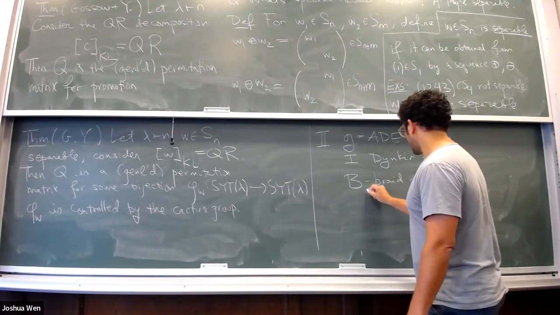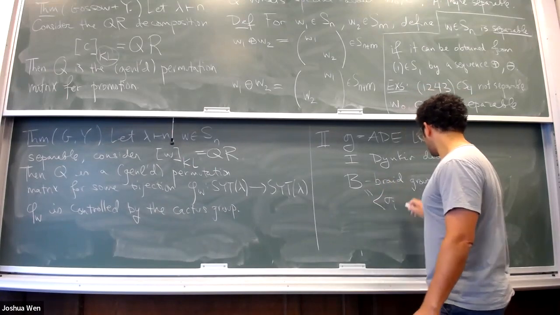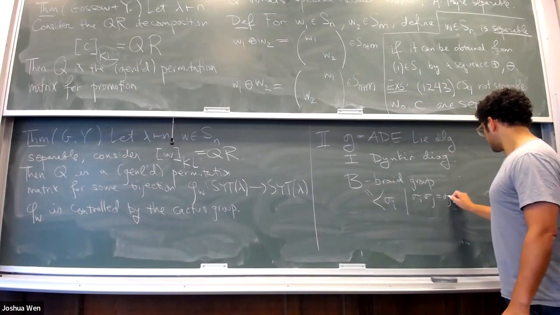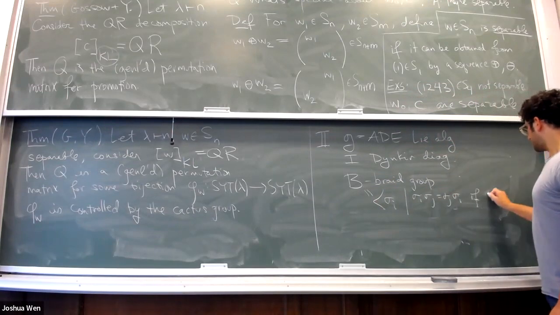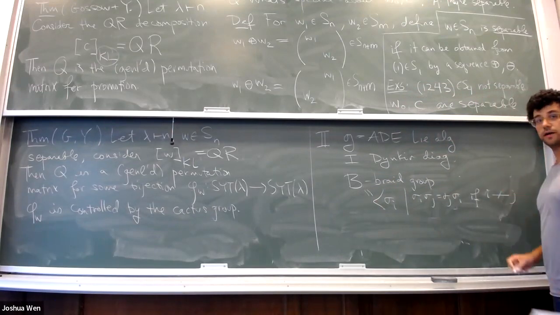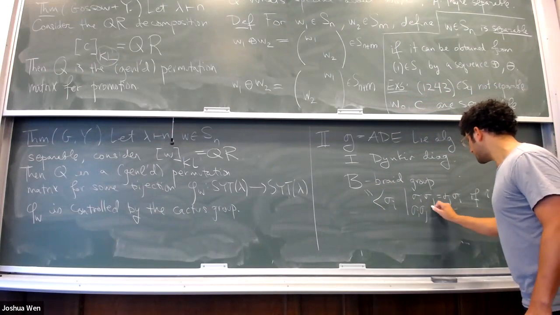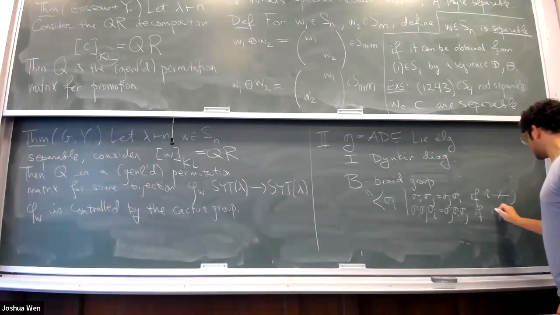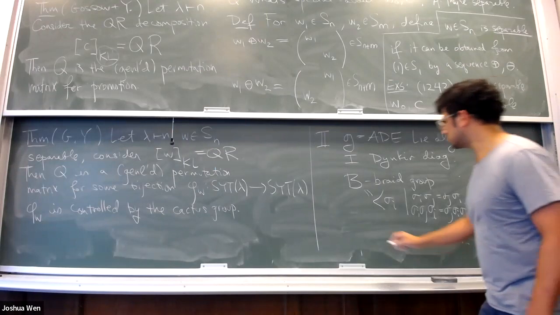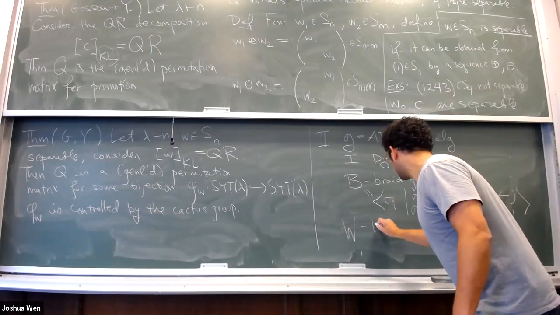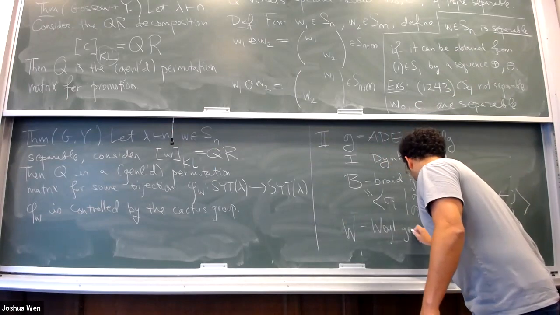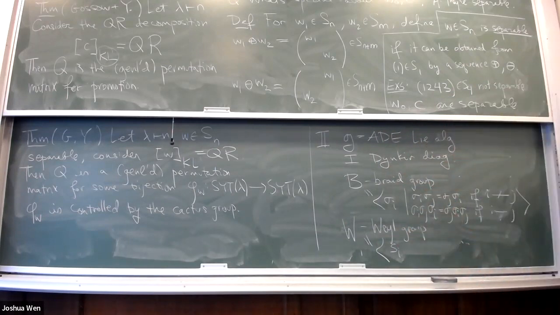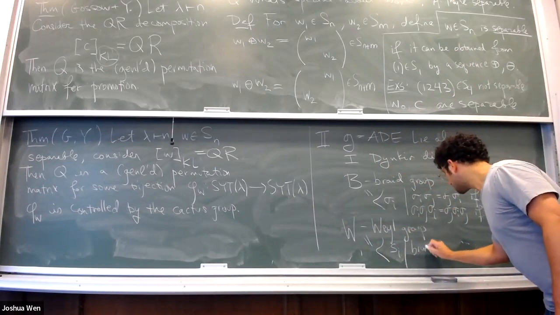This has a presentation with generators I'll call sigma i, satisfying the braid relations. So sigma i and sigma j commute if i and j are not connected in the Dynkin diagram, and they satisfy the other relation, sigma i sigma j sigma i equals sigma j sigma i sigma j, if they are connected. That's the braid group. And I also need the Weyl group, which I'll call W. I'm going to consider the presentation with generators s i. These satisfy the same braid relations plus the quadratic relations.